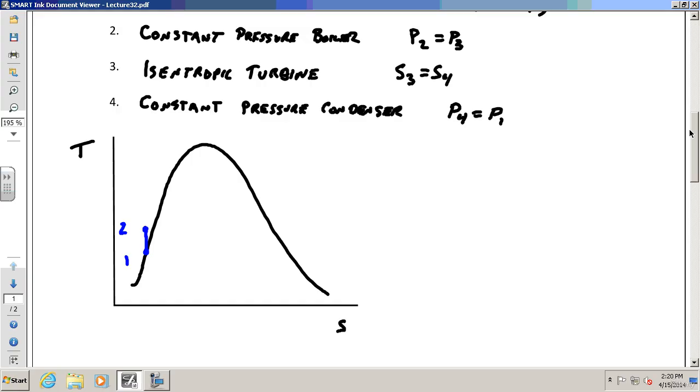Okay, so now we boil. From 2 to 3 we boil. This is what it's going to look like. First, you're starting out as basically compressed liquid, and you're going to boil at a constant pressure. You're going to get to the saturated region, then go across, and then go up a little curve like that. Something like that.